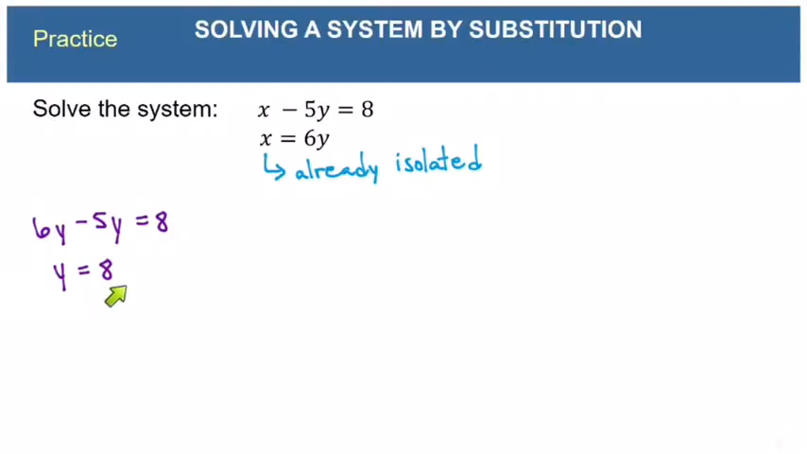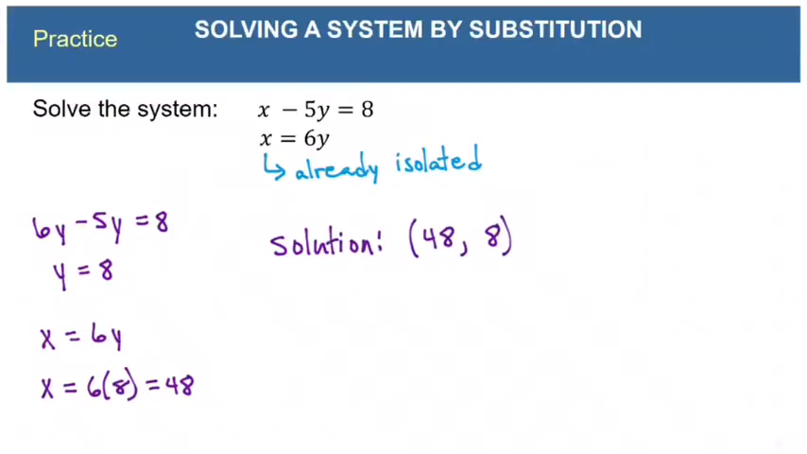And that's 1/2 of our ordered pair solution. So now take the y equals 8 and plug it into the other equation, and we'll have x equals 6 times y, which is x equals 6 times 8, so x equals 48. So remember, our ordered pair solution has to be x comma y. So our solution is 48 comma 8, and that should be in a pair of curly braces.